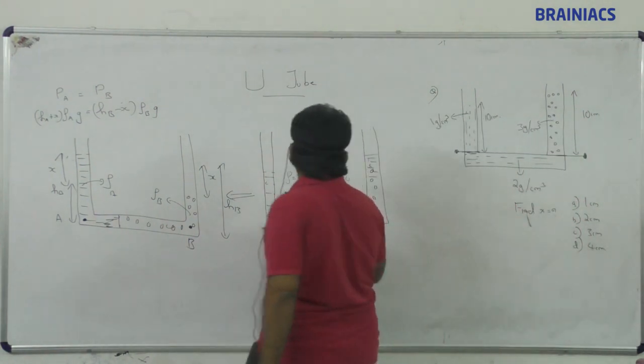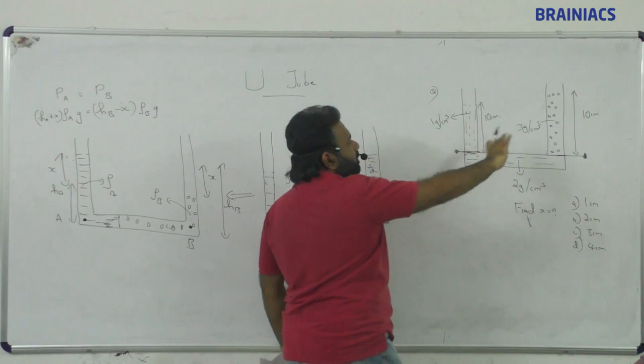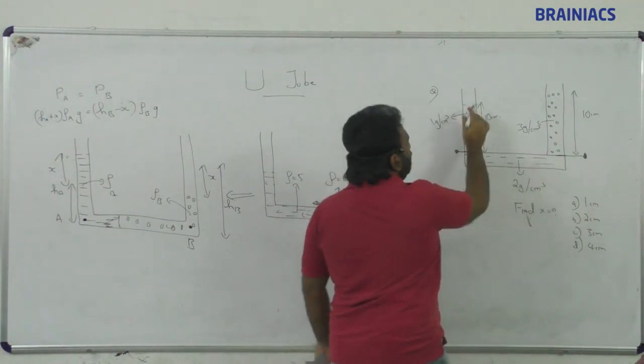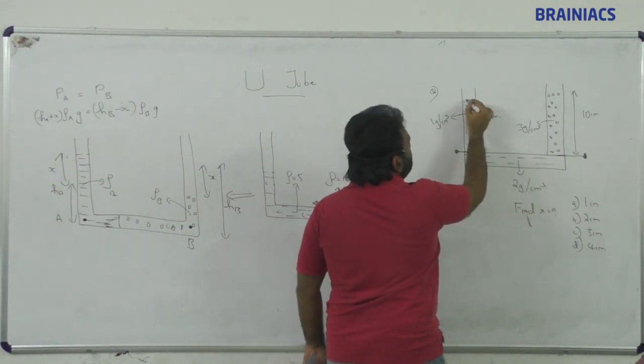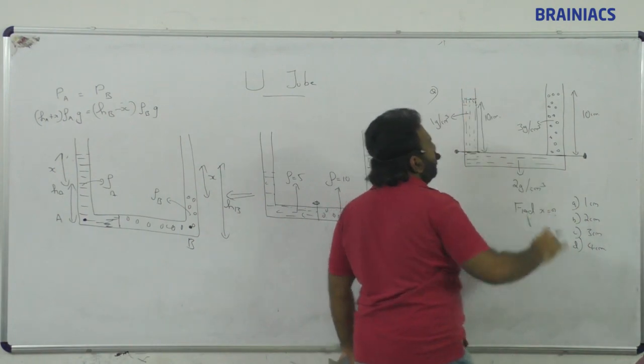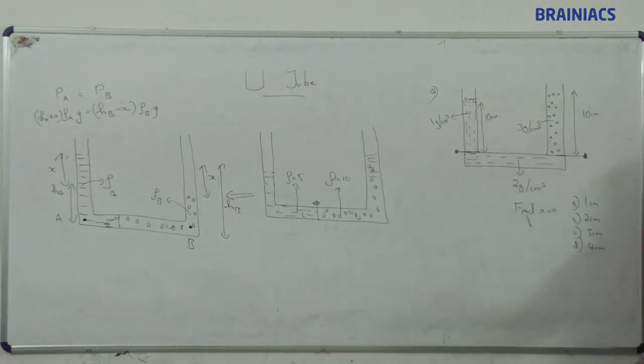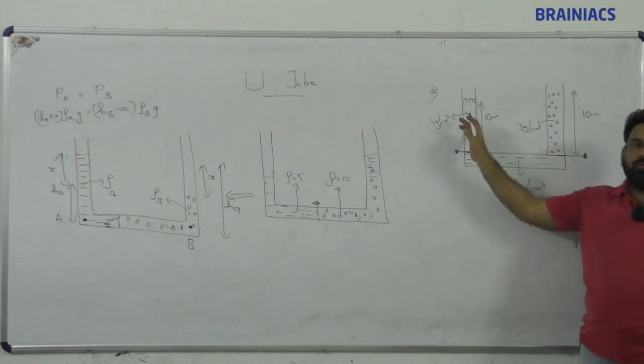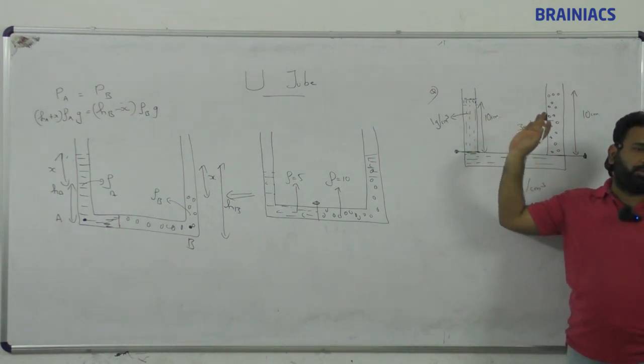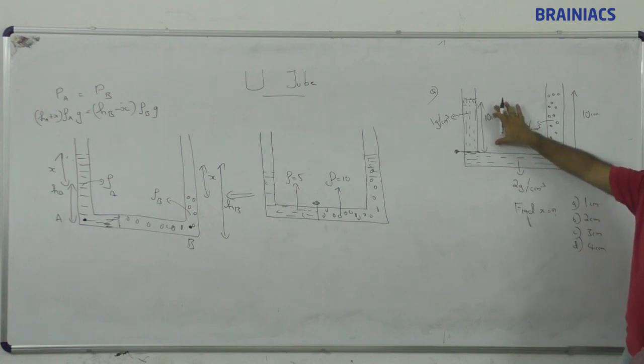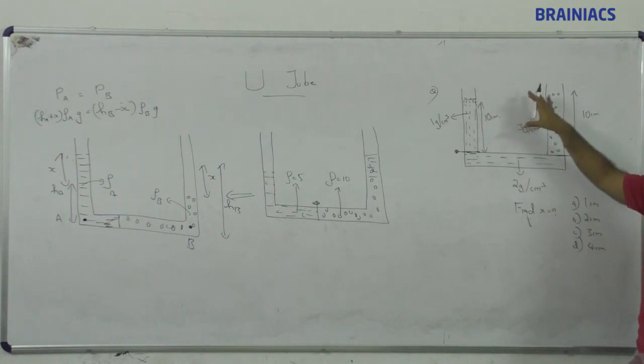Okay, next situation. Three fluids. One has a density of 3 g/cm³, another is 2 g/cm³, and the third is 1 g/cm³. All are at equal height now: 10 cm, 10 cm, 10 cm.